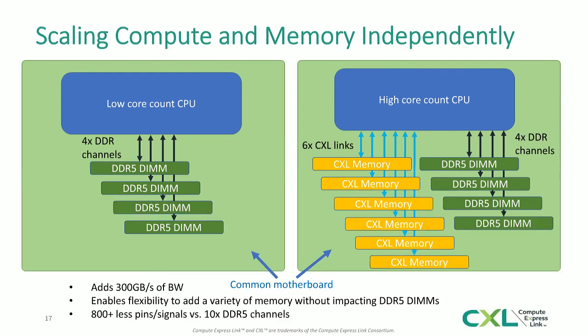And we can also dial in the memory bandwidth per gigabyte that makes sense for the application with those CXL memory modules, because now we can install not just DRAM components here, but also some of the persistent memory options, for example. And we can really mix and match as the application requires.